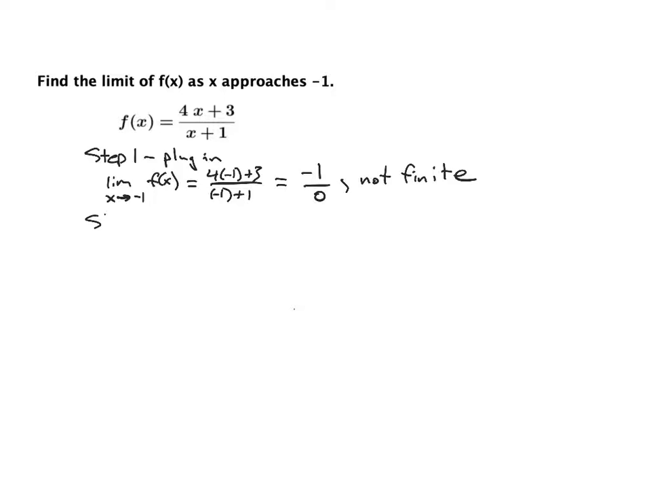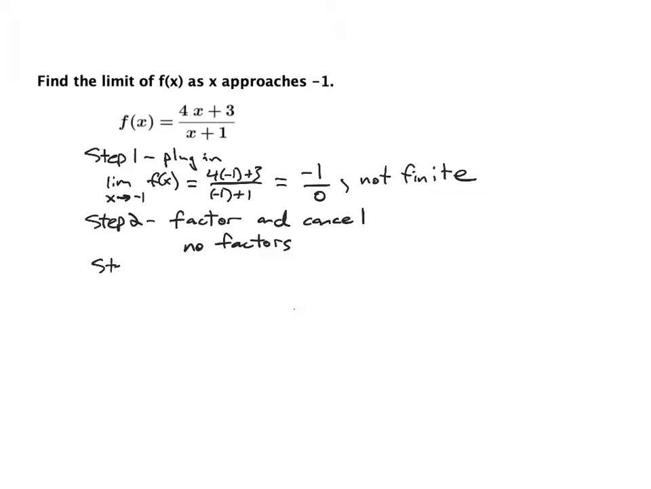Let's move on to step 2, where we'll look for factors to cancel top and bottom, holes in our function. So this is to factor and cancel. There are no factors on the top or the bottom, so we'll move on to step 3.